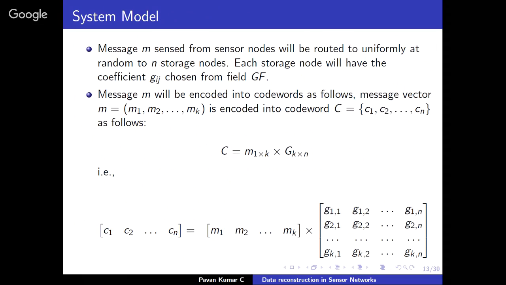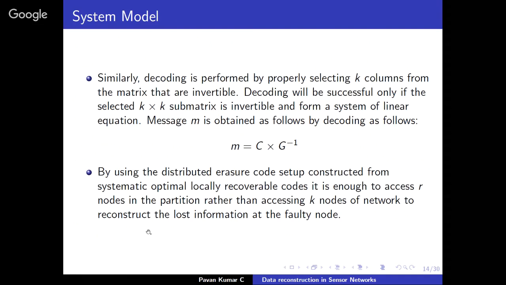Suppose a message M sensed from the sensor nodes is routed uniformly at random to n storage nodes. Each storage node will have the coefficient G_ij chosen from the Galois field, and the message will be encoded as follows. The message M, which is sensed from the sensors, is multiplied by the elements of the Galois field, and it is encoded as C1 to Cn and stored distributedly in the network.